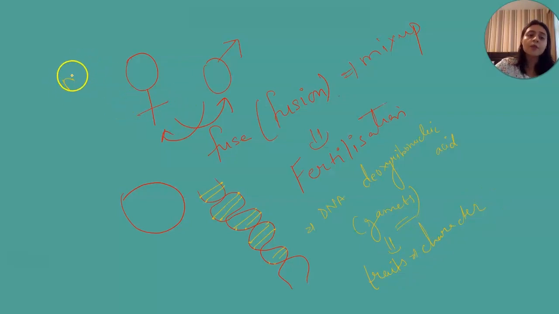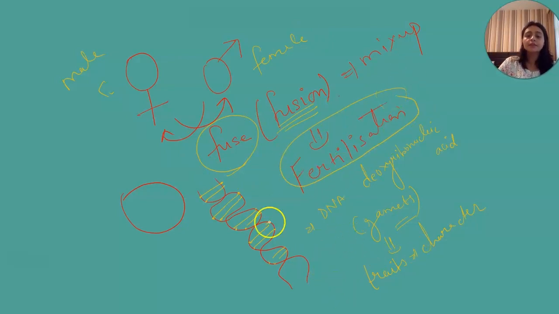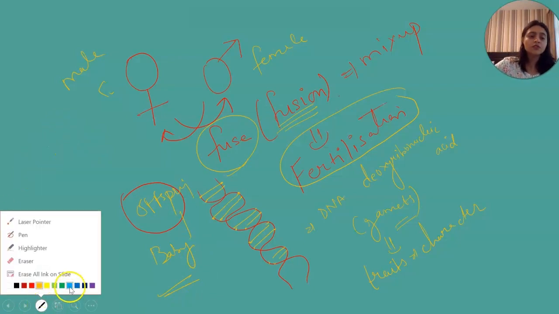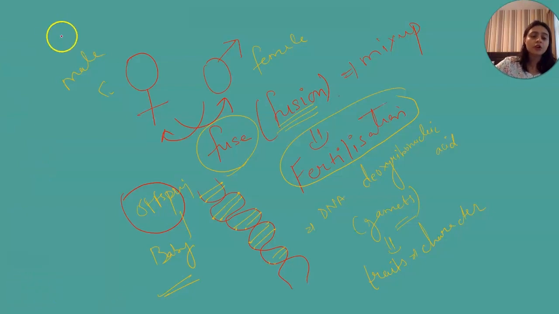This holds the gametes containing the traits or characters. Half the character from the male and half from the female is fused. Fusion, or fertilization, is done, and that DNA is transferred to the offspring or the baby. This is what happens in reproduction.